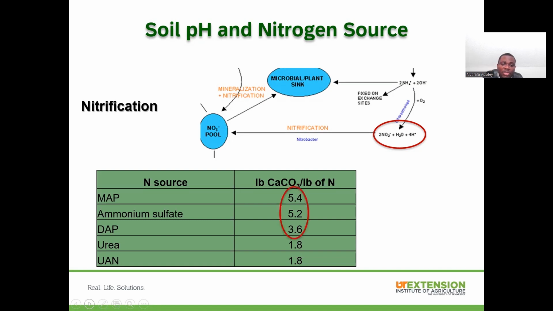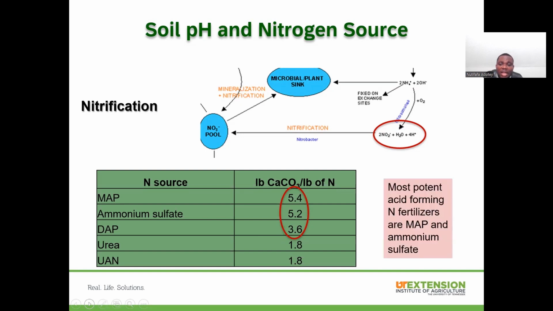And if you notice, MAP, ammonium sulfate, and DAP are the fertilizers that have a propensity to form higher acidity in soils. So having said that, the most potent acid-forming nitrogen fertilizers are MAP and ammonium sulfate. But it's also important to keep in mind that DAP can also contribute to soil acidity.